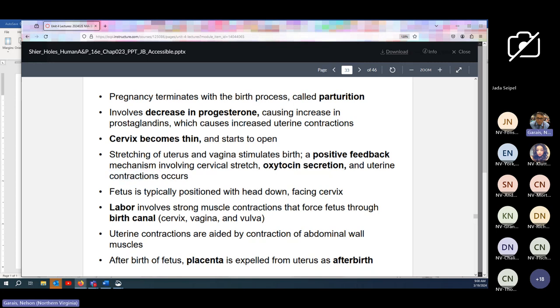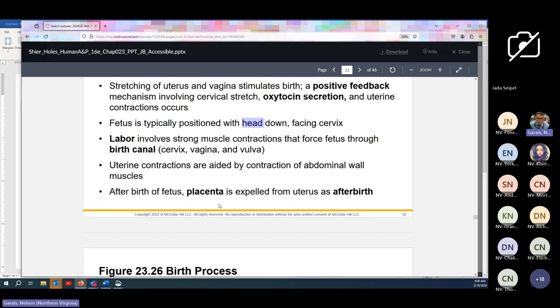Fetus is typically positioned head down, but they can be positioned feet first or breech. It's not uncommon, right? Strong contractions from the myometrium, the middle layer of the uterus. And of course, birth canal or the passageway, cervix, vaginal canal, and of course the outer introitus, which is the vulva.